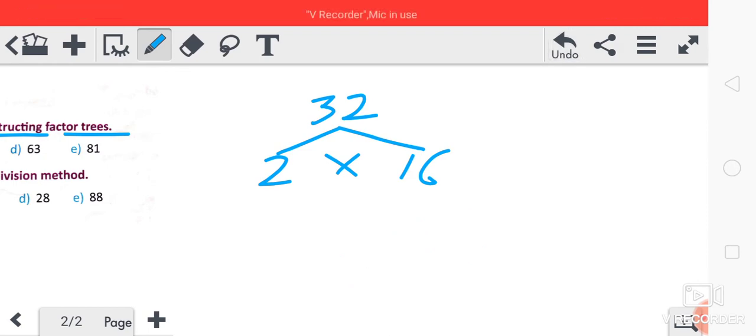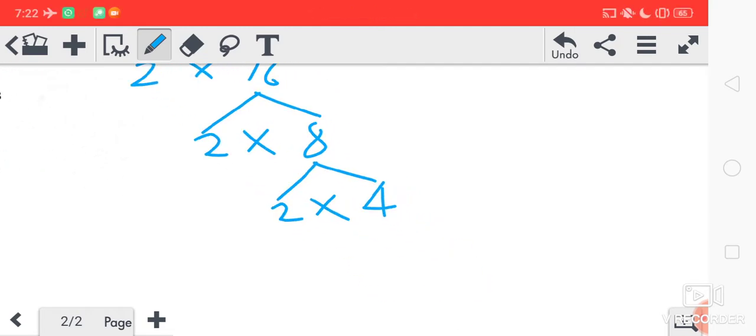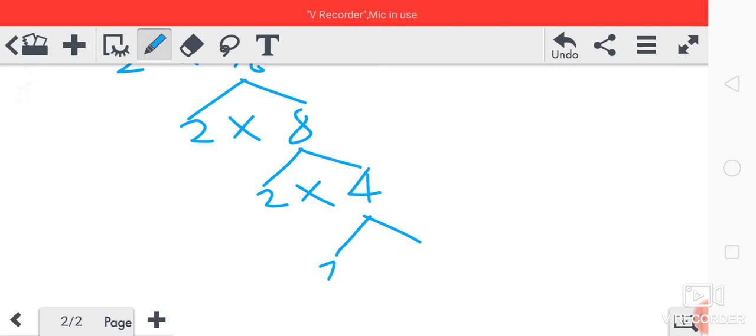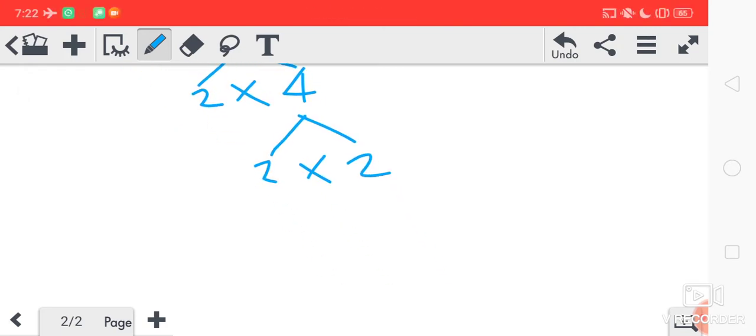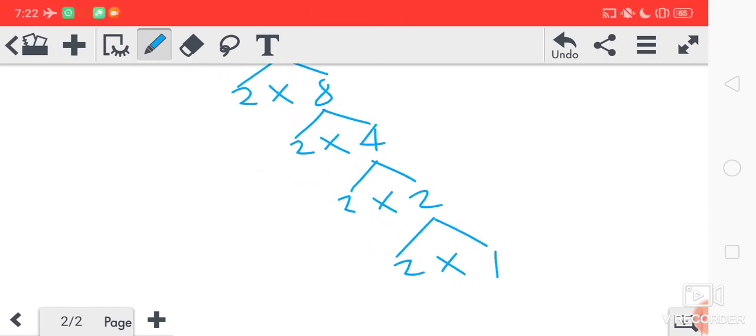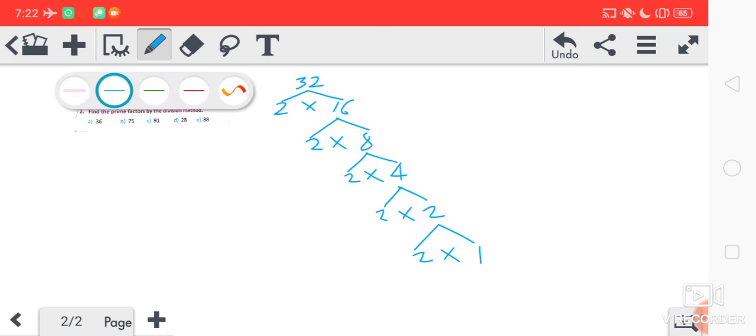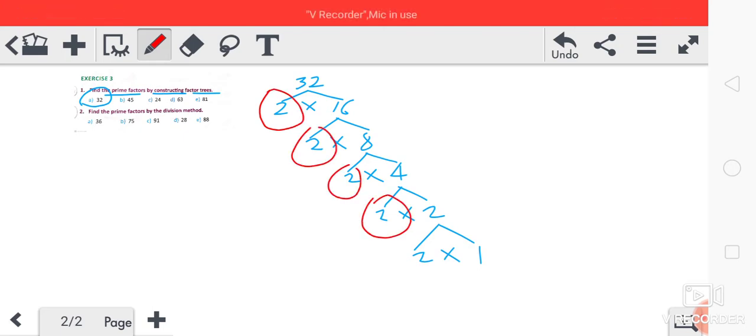Then we'll write this 16. 16 we can write as 2 into 8. 2 8 is 16. Now again this 8 we can write as 2 into 4. 2 4 8. Then again this 4 we can write as 2 into 2. Again this 2 we can write as 2 into 1. We have got 1. Now stop here. Okay. Now you can see here, this is the factor tree. So all the left side you can circle: 2, this 2, this 2, this 2 and this 2.